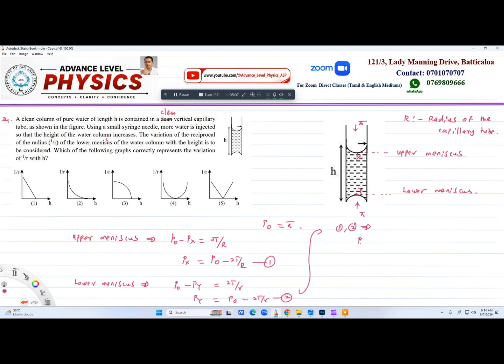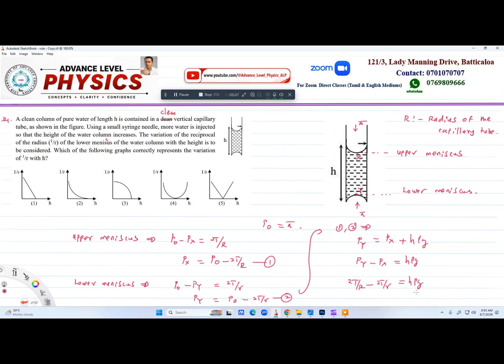What is the pressure at y? The pressure at y is equal to pressure at x plus h rho g. So pressure at y minus pressure at x equals h rho g. So from equation 1 and 2, Py minus Px equals 2T over capital R minus 2T over small r, that is h rho g.